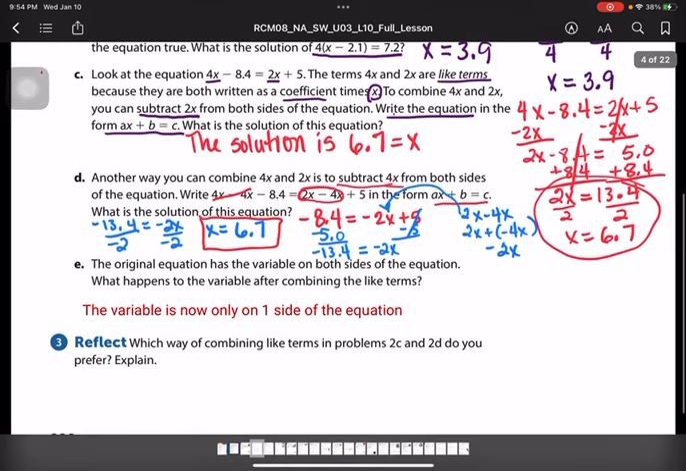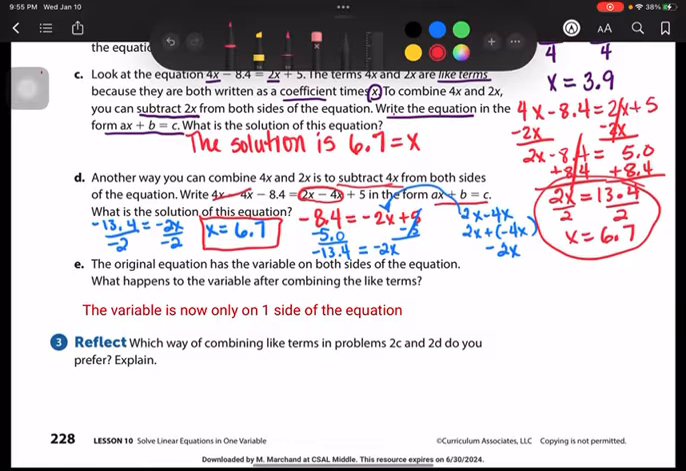Okay? So part E says the original equation has the variable on both sides of the equation. What happens to the variable after combining the like terms? The variable is now only on one side of the equation. Okay? Because remember, we wanted the variables on one side and the constants on the other. So at the end, we have the variable equal to a number, or x equal a number. That's the whole goal. You want the variable on one side and a constant on the other, and you're undoing all of the operations to make it look like so.